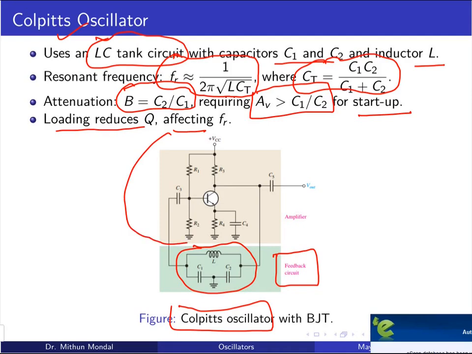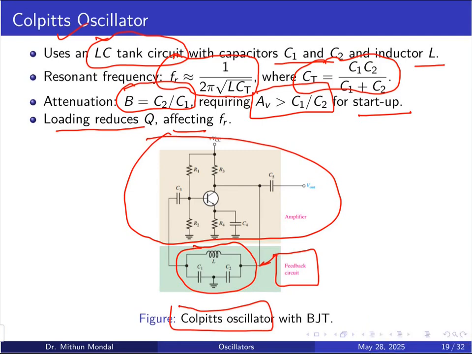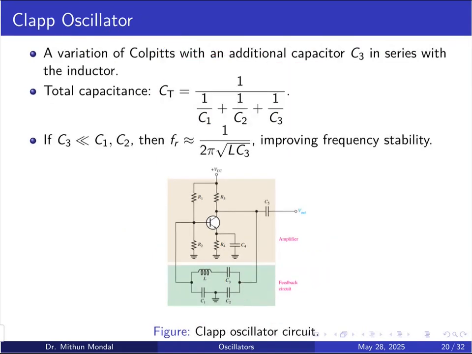So this is our amplifier, and in this amplifier the feedback that we give is basically in the form of an LC network, and that is known as the Colpitts oscillator, and the circuit is shown for the BJT amplifier. The second form is the Clapp oscillator, which is a variation of Colpitts with an additional capacitor C3 in series with the inductor. So here you can see there is a capacitor C3 which is given in series with the inductor L in the feedback circuit.